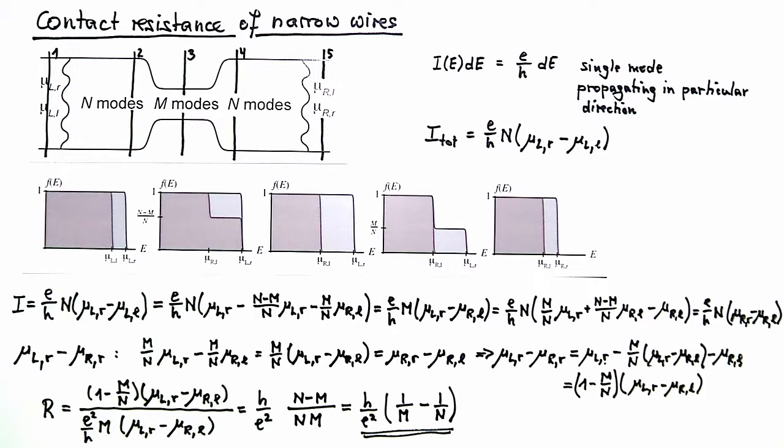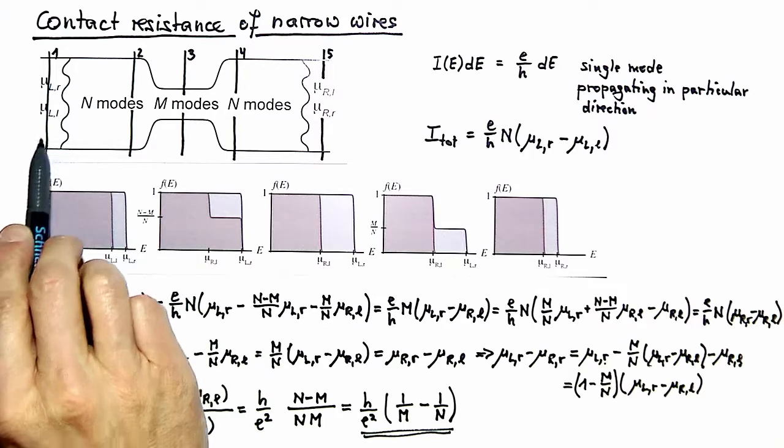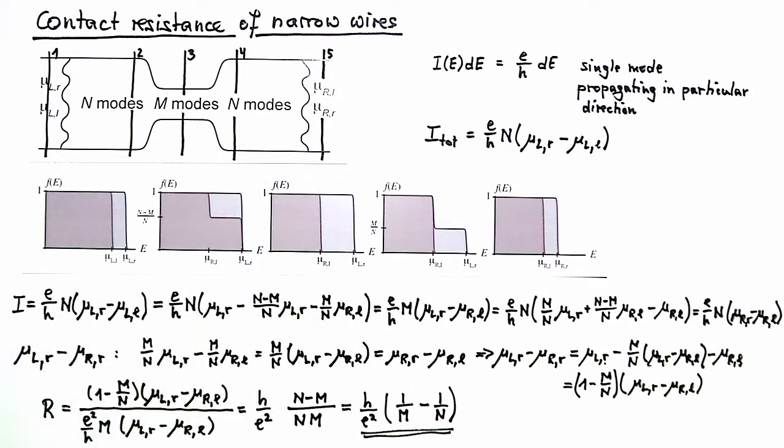Now it's very interesting and instructive to consider the limiting case that we encountered in the lecture, where the contact region out here would be infinitely large. If the contact region is infinitely large, the number of modes that it supports, the number n of modes, goes to infinity. If n goes to infinity in this expression, we recover our previous result, which is h over e squared times 1 over the number of modes, as I mentioned in the beginning.